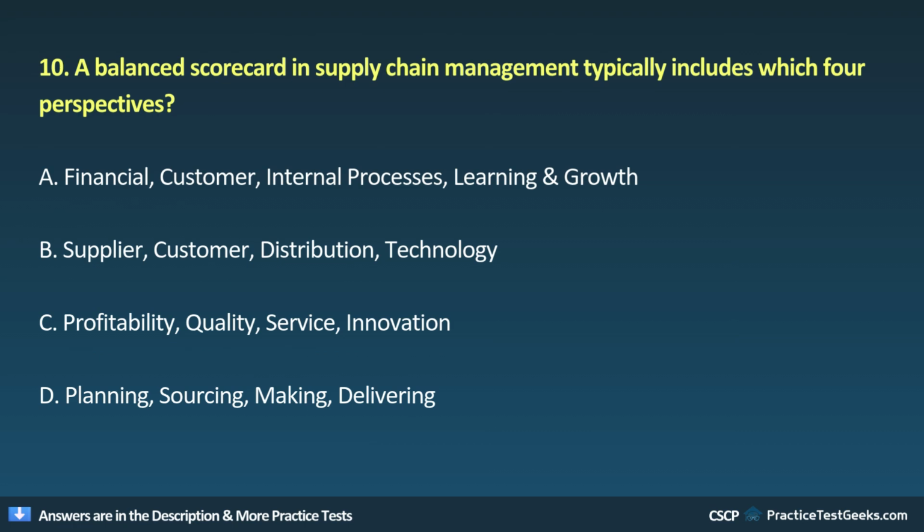10. A balanced scorecard in supply chain management typically includes which 4 perspectives? A. Financial, customer, internal processes, learning and growth. B. Supplier, customer, distribution, technology. C. Profitability, quality, service, innovation. D. Planning, sourcing, making, delivering.